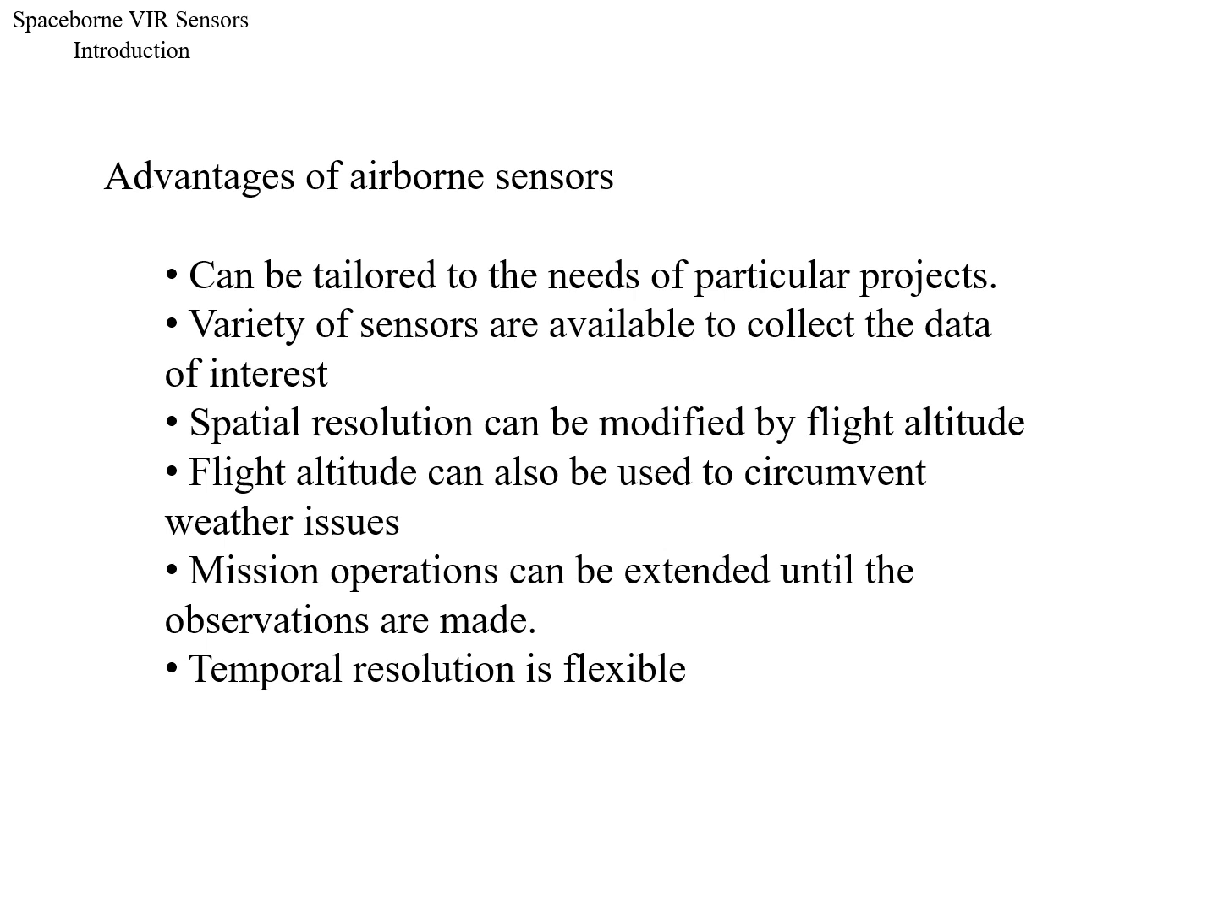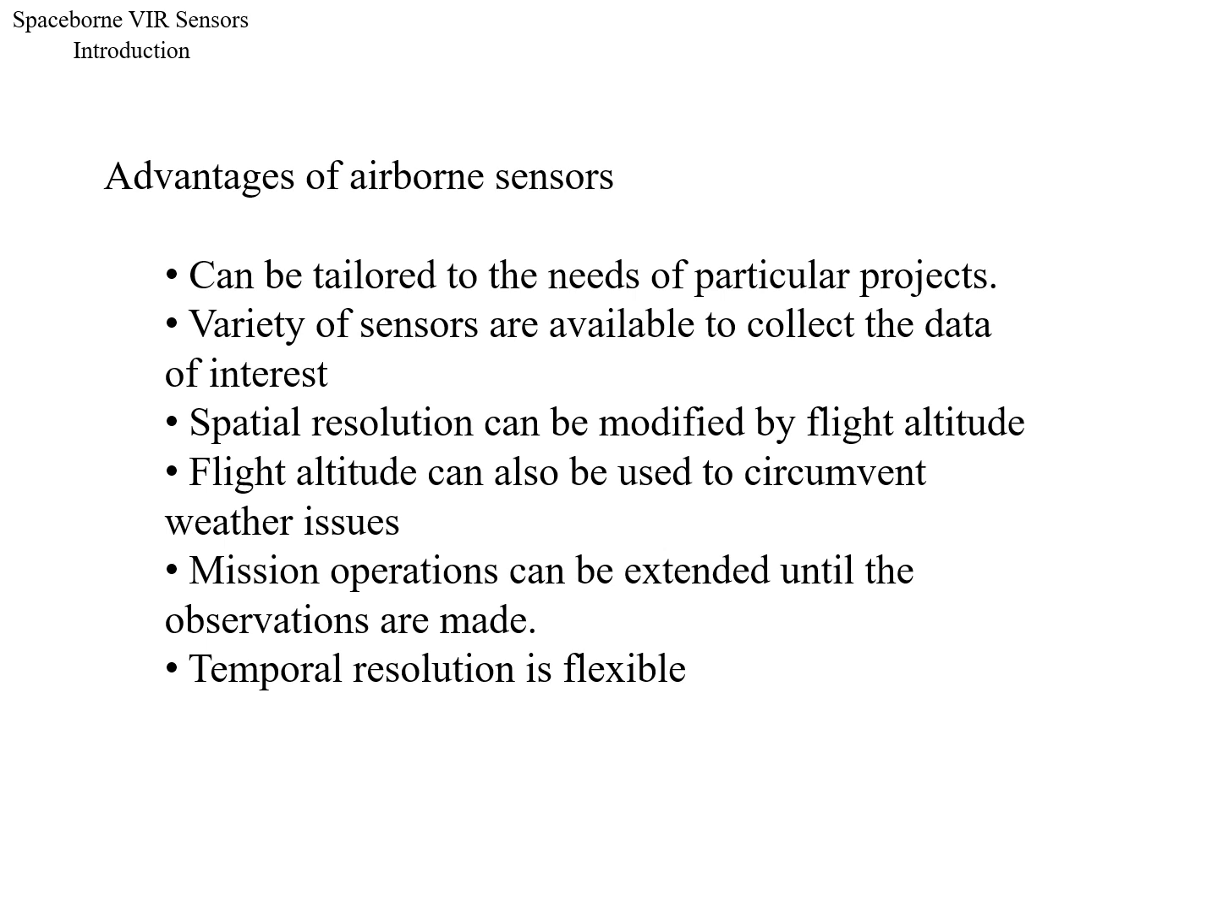So we've talked about airborne sensors and their advantages. They can be tailored to the needs of particular projects. You can send them out when and where you need them. There are a variety of sensors that can be flown in them, and in general, a greater variety of sensor types, because it takes a while for new sensor technologies to make the leap from airborne configuration to spaceborne configuration. You can adjust your spatial resolution just by modifying your flight altitude, whereas with a satellite you're locked in at whatever the satellite's altitude is. Flight altitude can also be used to circumvent weather issues, so you can fly below clouds if you need to.